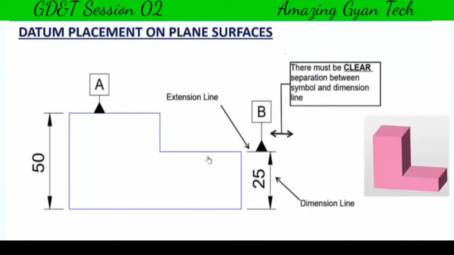The next choice is you can place it over the extension line, which is also used for the dimension. But the main thing you need to keep in mind is that it should not be in the same line. It should not be aligned with the dimension line. There should be a clear space. The clear space should be maintained between the datum symbol and the dimension line. We need to keep this point in mind while placing the datum on planar surfaces.